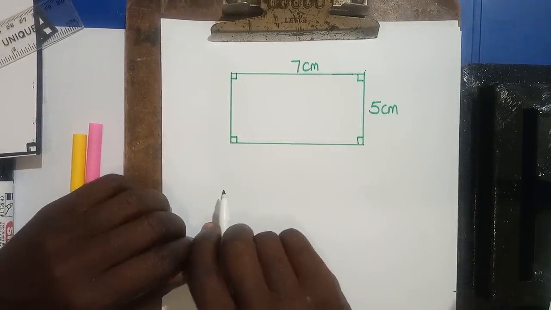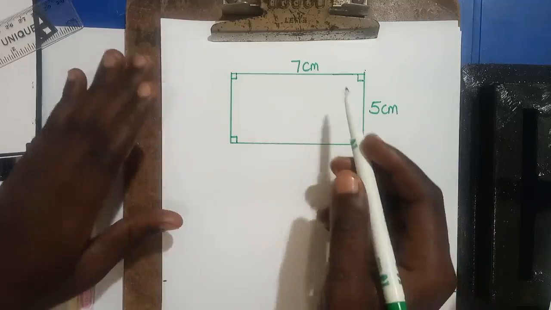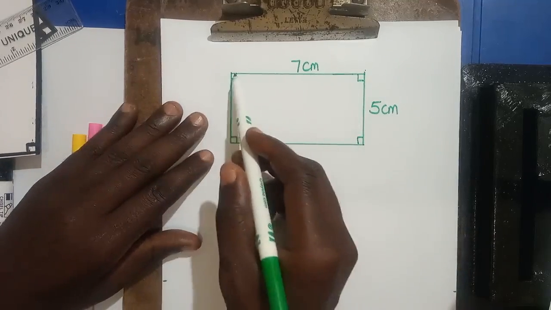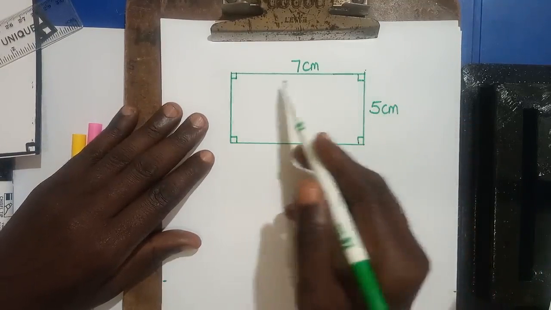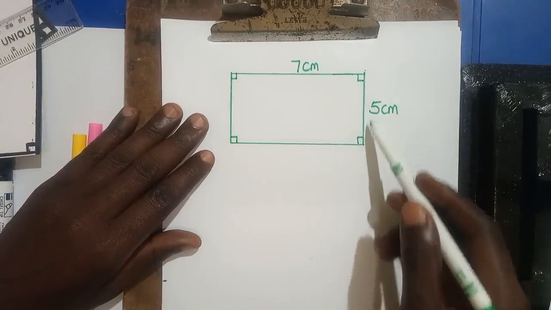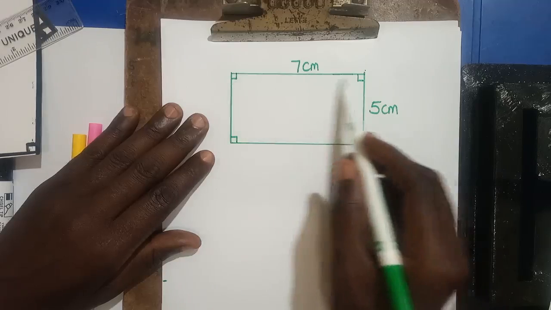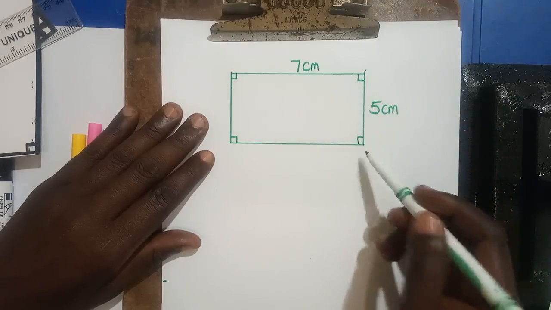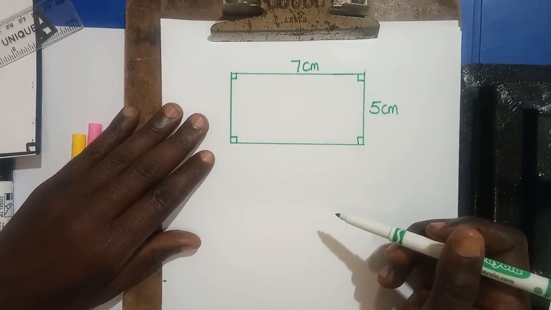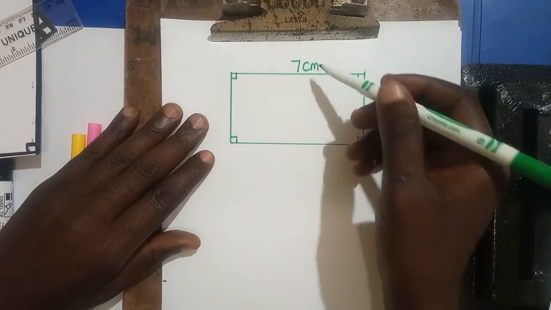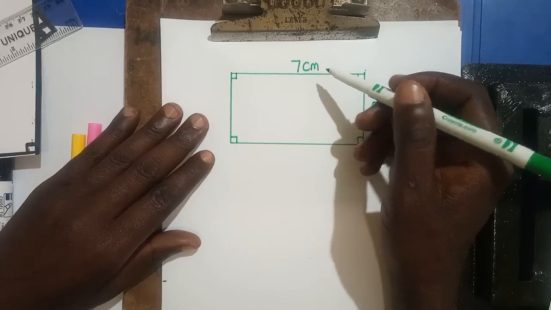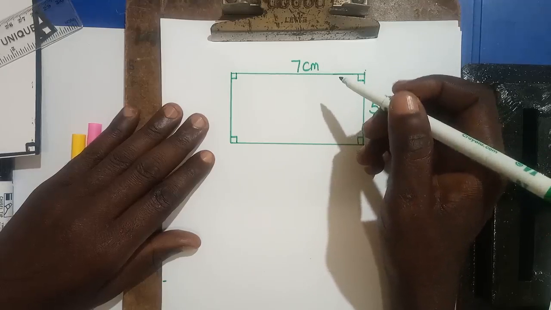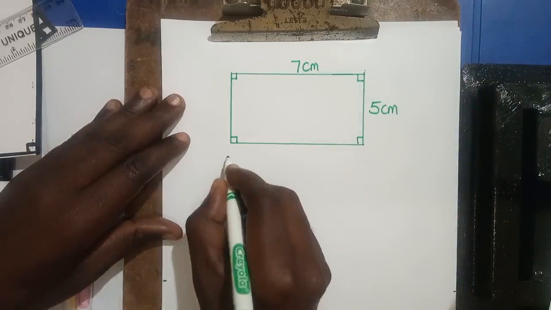So, in mathematics, you'll find that a rectangle has got another side which looks longer than the other side. If this is 7 centimeter and then this is 5 centimeter, which means this side is longer and the other side is shorter, which is 5 centimeter. So this side, which is 7 centimeter, is referred to as the length.